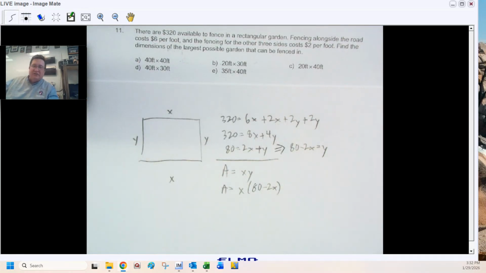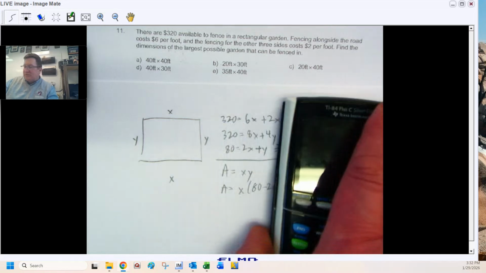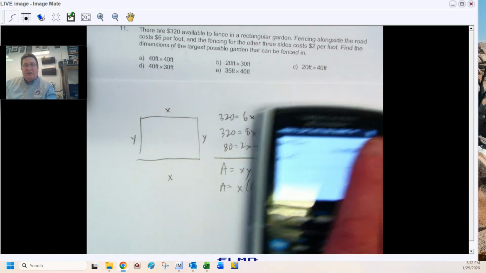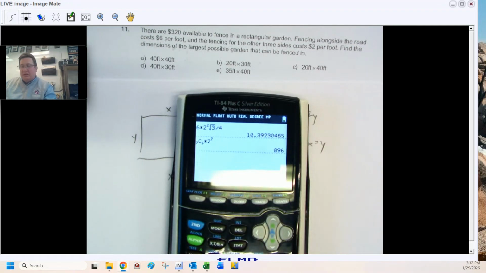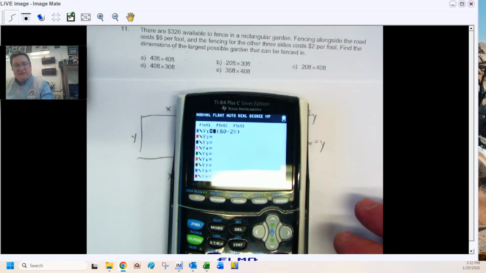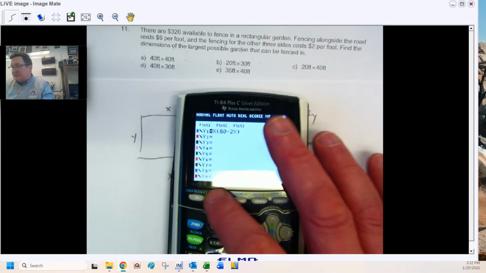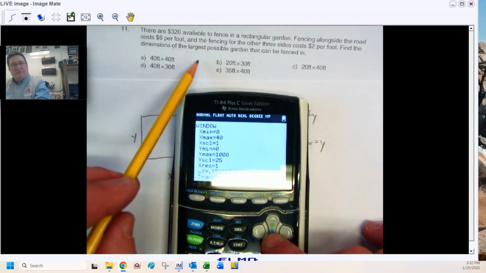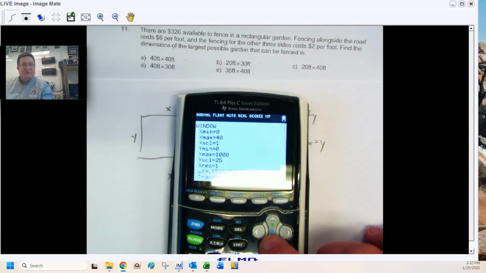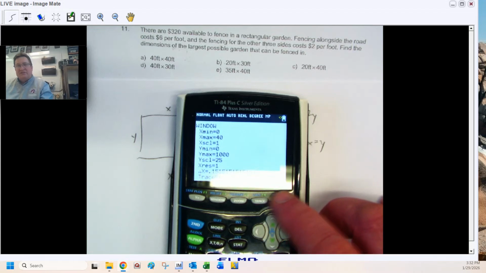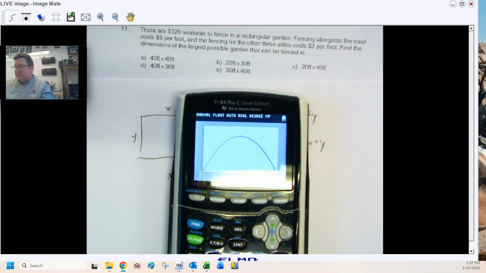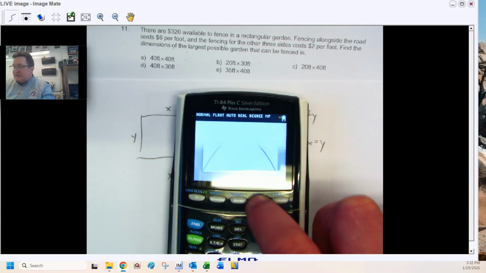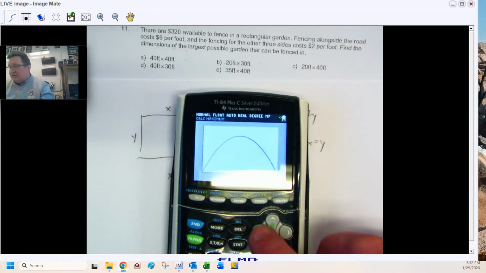And so if I was doing this on an academic contest and I wanted to get an answer fast, I would go to my graphing calculator and I would type in x times 80 minus 2x, and then I'd find a window that works. I could use the answer choices as a guide, and maybe 0 to 40 for the x's, and then just pick a big number for the y's and see if it works. And you get a picture here, and then you just ask your calculator to calculate the maximum.